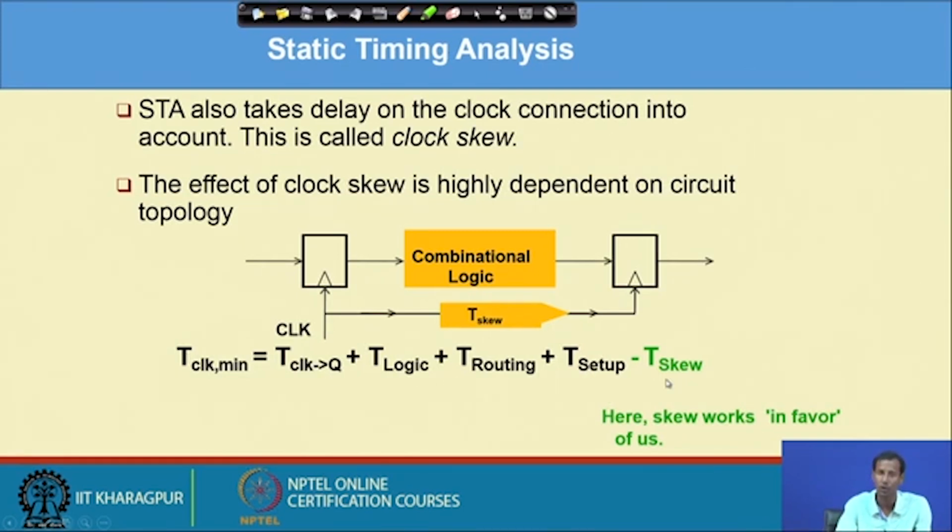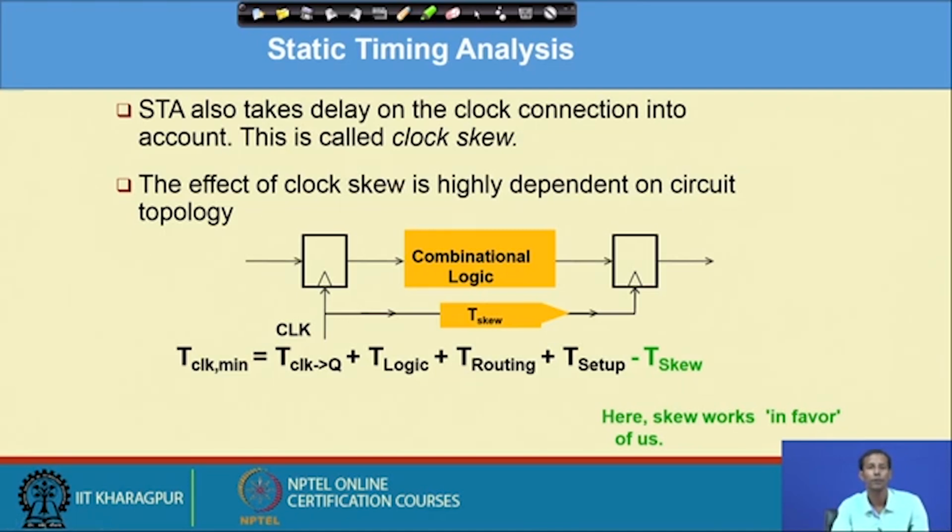Now, how will we get each of these factors? The T clock to Q, the delay for this flip flop, we will get from the library. How many levels, that means how many gates are connected for this logic delay, you can get from the library itself. Then the net delay again comes from the library. The setup requirement of the flip flops again comes from the library. And then the clock skew, that you can also get from the information provided to you. So, all this information is already stored in the library.